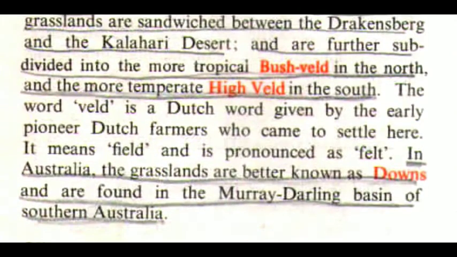The word veld is a Dutch word given by the early pioneer Dutch farmers who came to settle here. It means field and is pronounced as veld. In Australia, the grasslands are better known as downs and are found in the Murray-Darling basin of southern Australia.